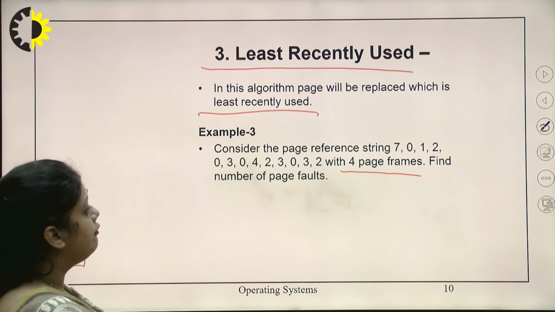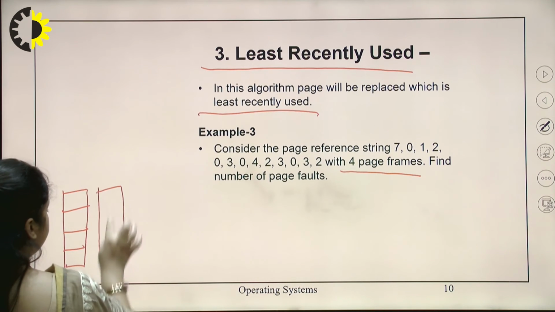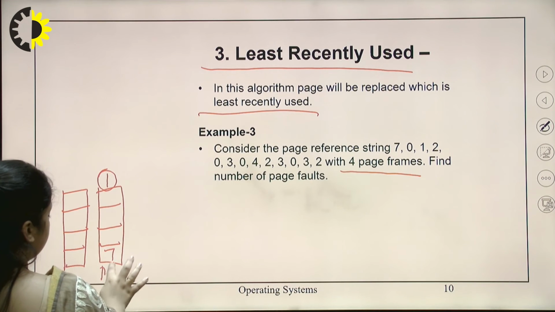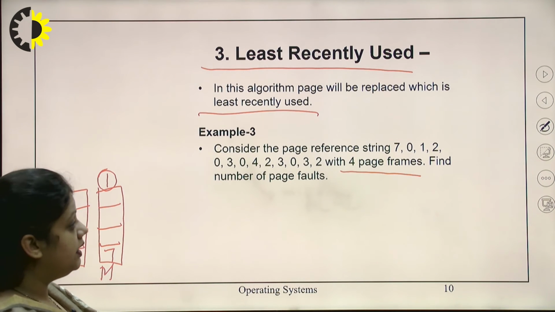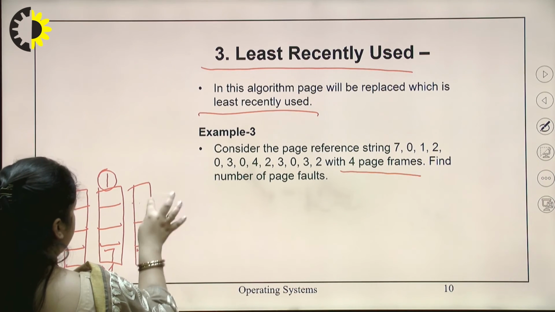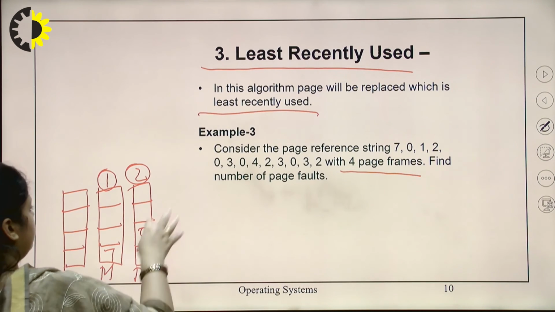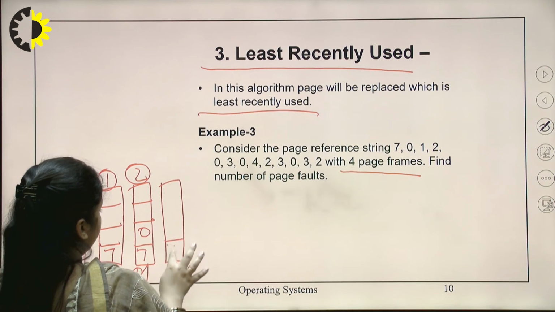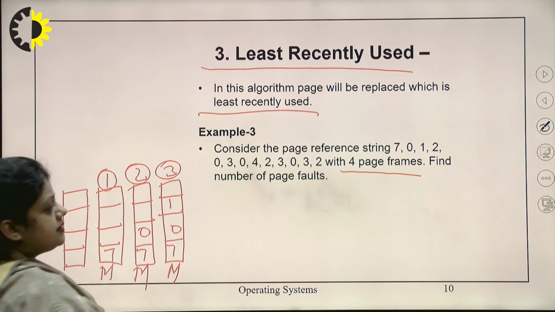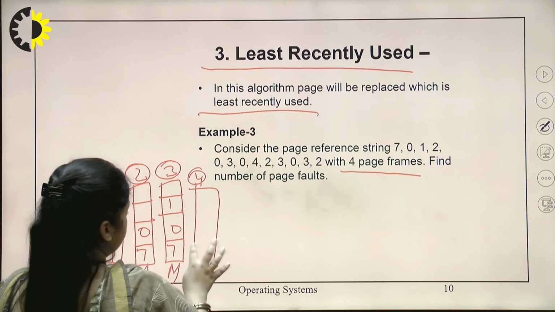Now proceeding, the first reference string is page 7, which is not available. So there is a miss. This is the first miss that has taken place. Now we are going to add 7 in the frame. Next is 0. Again there is a miss, so we are adding it. This is the second miss. Then we have 1. Again 1 is also not available. This is the third miss. Next is 2. 2 is also not present. This is the fourth miss.